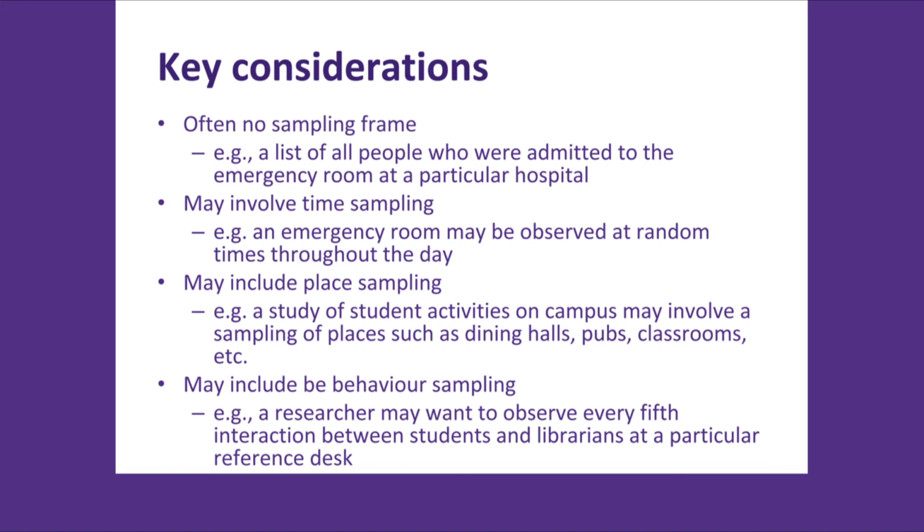You may include place sampling. A study of student activities on campus, for example, may involve a sampling of places such as dining halls, pubs, and classrooms, depending when students are in those areas. And it may include behavioral sampling. For example, a researcher might want to observe every fifth interaction between students and librarians at a particular reference desk at a university.